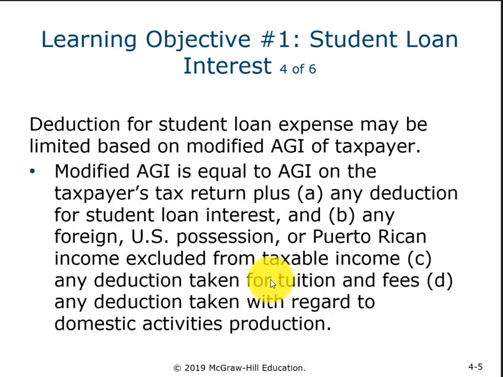Now, this is our first discussion of a phase out. This is going to be reduced. Remember, it's already only $2,500 maximum. But it's also reduced if your modified AGI is too large, or too high. And modified AGI is just your AGI plus adding back any student loan interest.